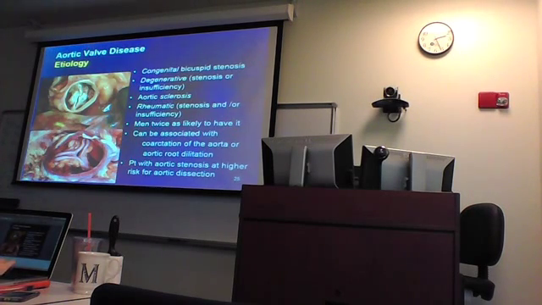So obviously you're at higher risk for aortic dissection if you have aortic stenosis, because it can affect the wall of the artery. It's muscular. Do you have a question?